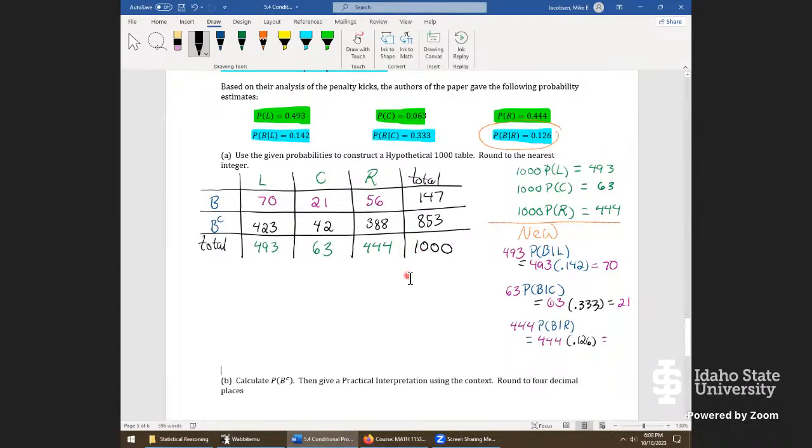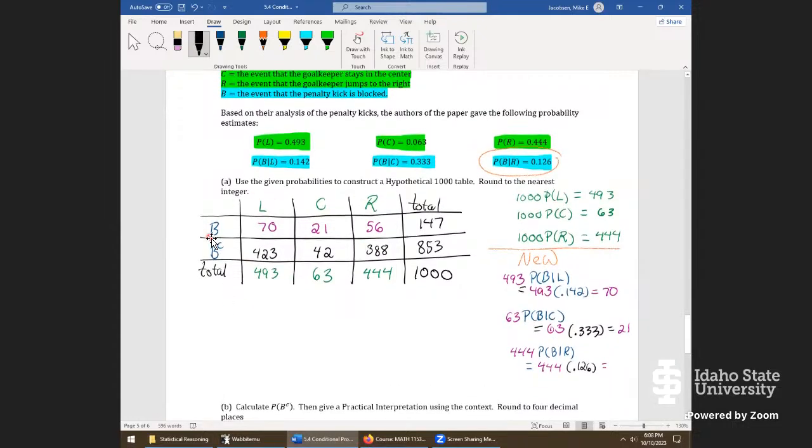So we've got it, folks. That's our hypothetical 1,000 table finally. Any questions or comments at all constructing that kind of a monstrosity right here?